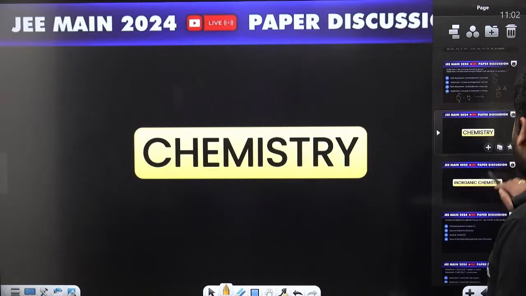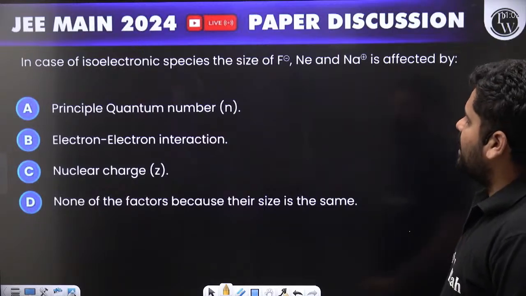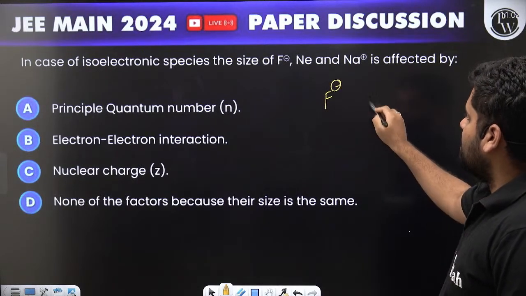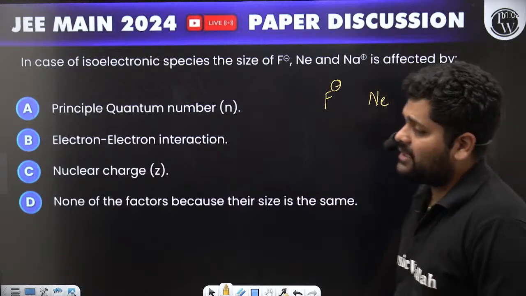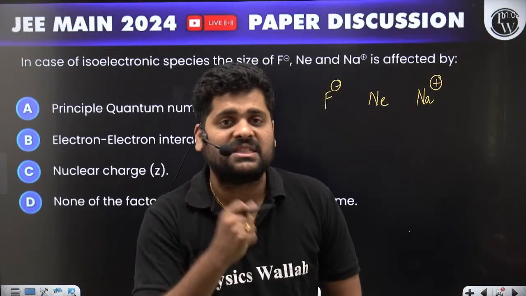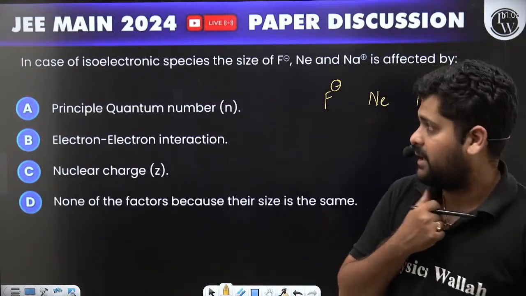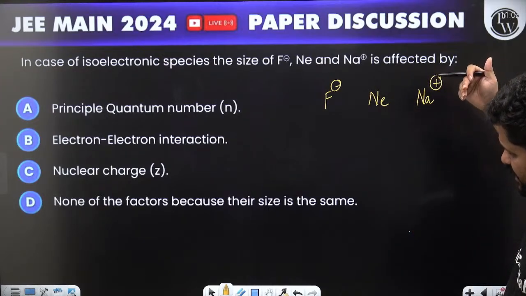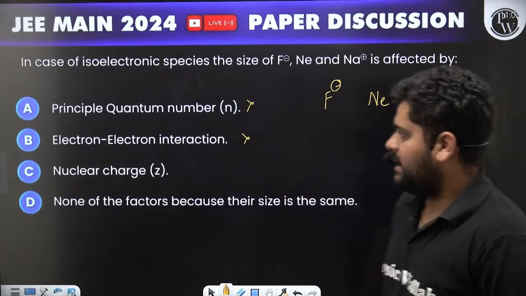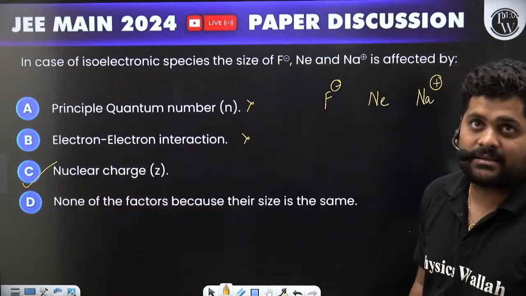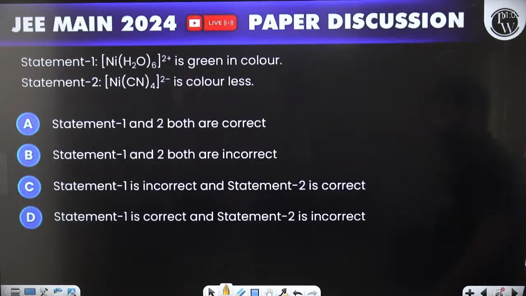The next part we have is in inorganic chemistry. The first question in inorganic chemistry is, in the case of isoelectronic species, you have F minus, then we have neon, and then we have Na plus. The size is affected by the nuclear charge: greater the nuclear charge, lesser will be the size. So size would definitely be affected by, it's not the principal quantum number, it's not electron-electron interaction, it is the nuclear charge which affects the size. So greater the nuclear charge, the smaller the size.